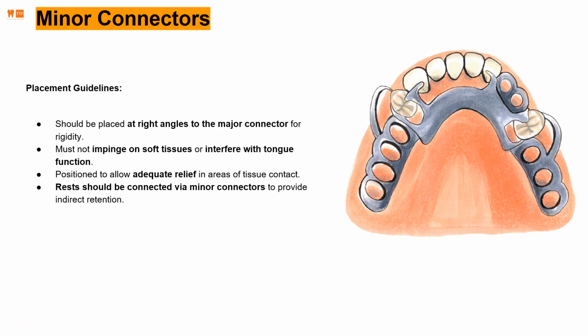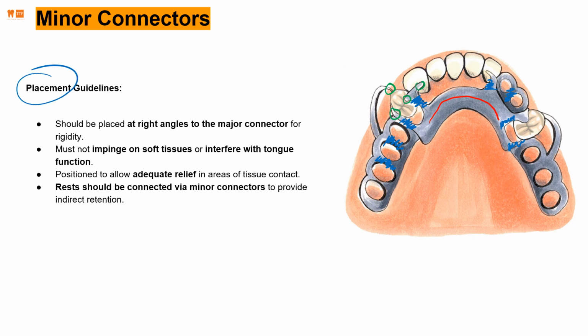So in this photograph, for example, this is a major connector. Done, right? Perfect, beautiful. Then this is a rest, this is a proximal guide plane, this is a clasp assembly. Done, okay. Well, here is the minor connector. Minor connector, minor connector, minor connector. This is also a minor connector. So many minor connectors, right?